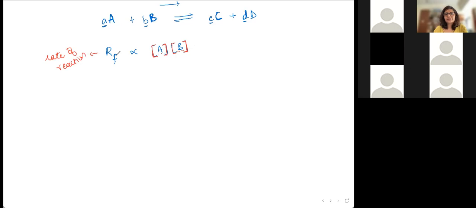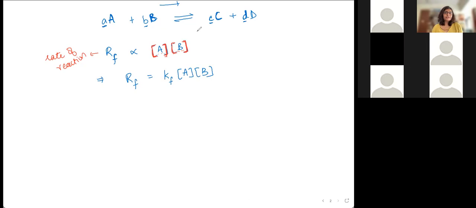I've put F because it's the rate of the forward reaction. It is directly proportional to the active mass, that is, the concentration of A into the concentration of B. If we remove the constant of proportionality, let's say Rf is equal to some constant, and let's always denote the constant with K. So Kf into concentration of A, concentration of B.